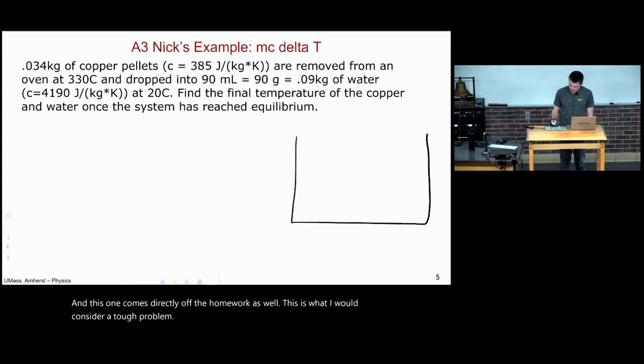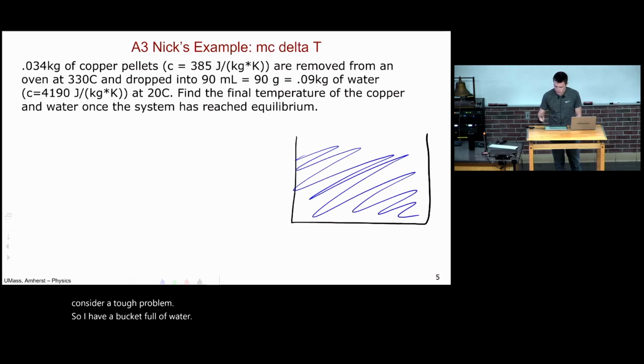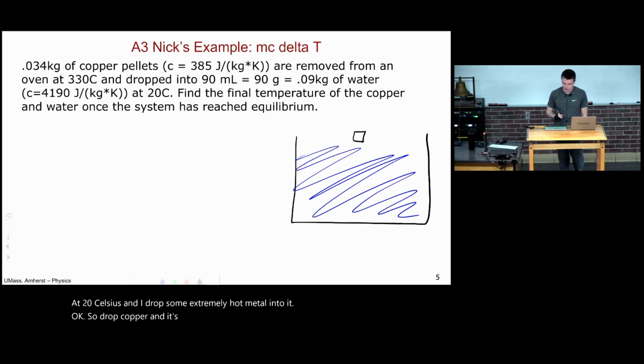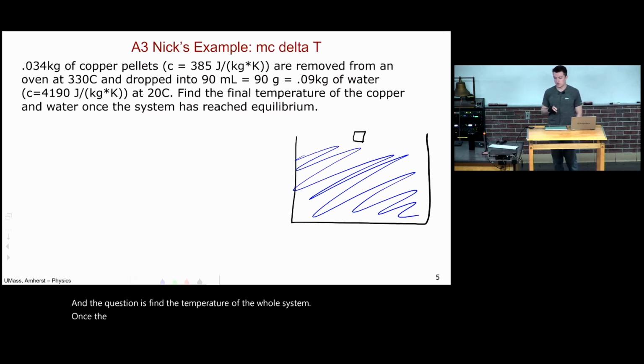So I have a bucket full of water at 20 Celsius, and I drop some extremely hot metal into it. Okay, so drop copper, and it's been heated to 330 Celsius, and I drop it into a certain amount of water. And the question is, find the temperature of the whole system once the copper and water have reached the same temperature.